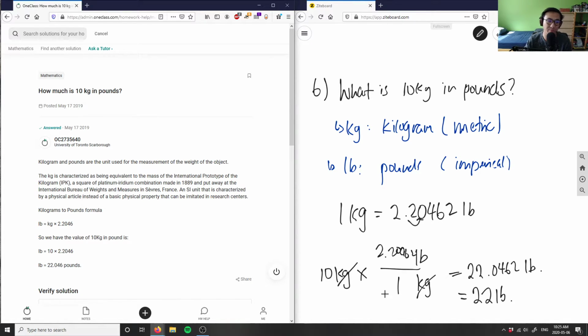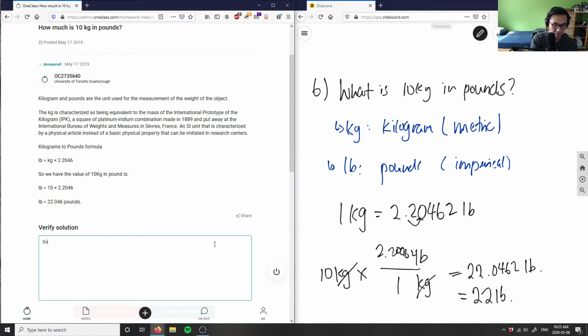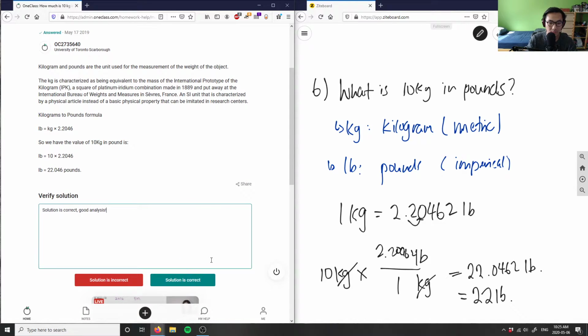I use this concept of dimensional analysis. You don't have to, but I prefer dimensional analysis just because it does keep my units in check, and I know which units cancel out, so I get the correct unit every time. So this solution here is correct. Good analysis here.